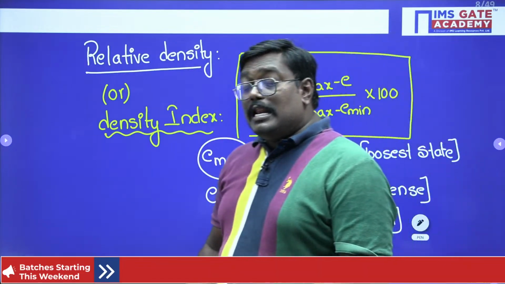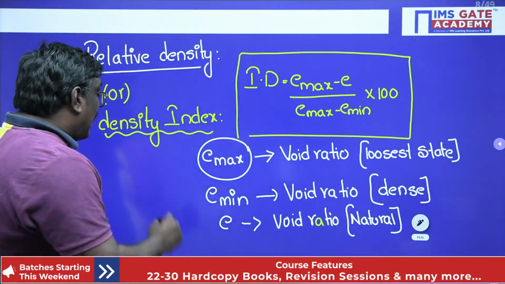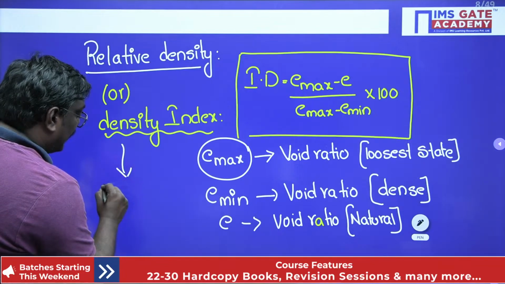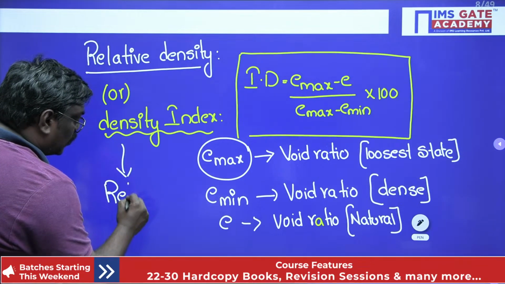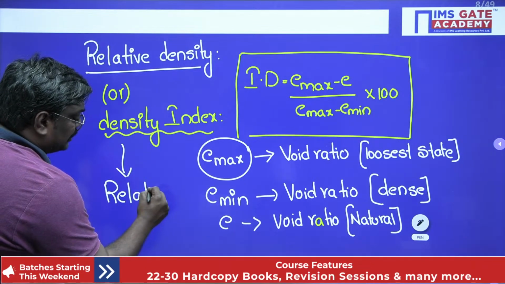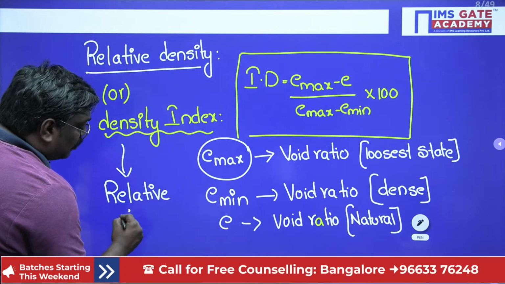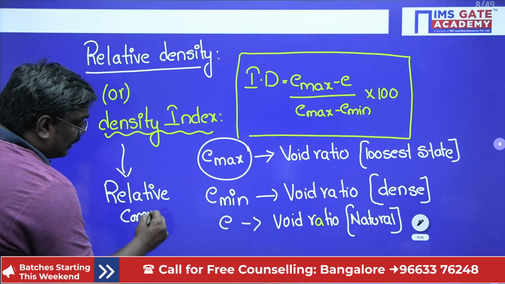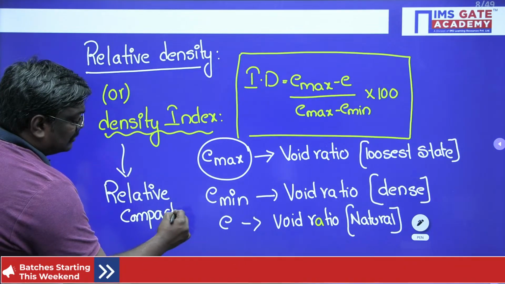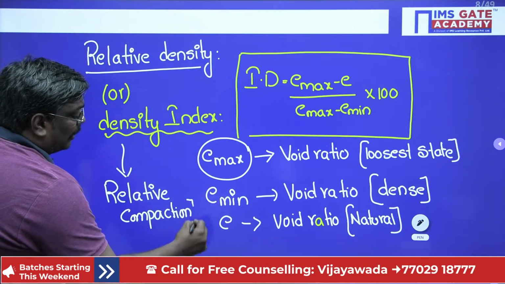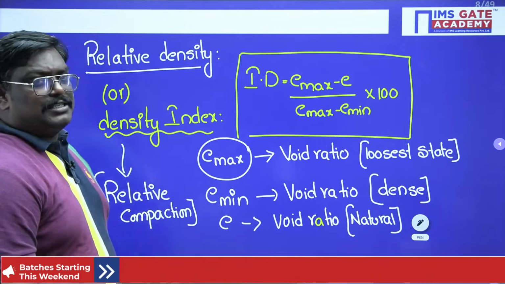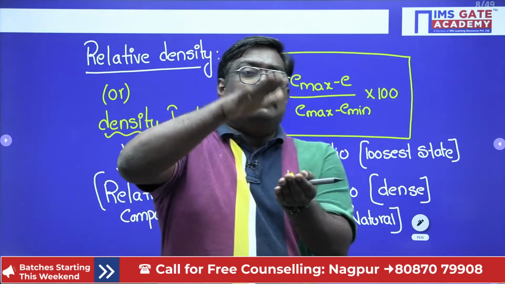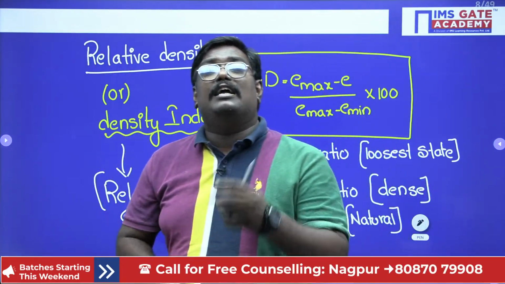Yes. Relative density will give you an idea about the relative compaction. My dear students, what do you mean by relative compaction? You will study it in compaction. Relative compaction is nothing but the dry density in the field divided by the maximum dry density in the laboratory, multiplied by 100. Through relative compaction, you will get an idea of how the soil layers can be compacted.